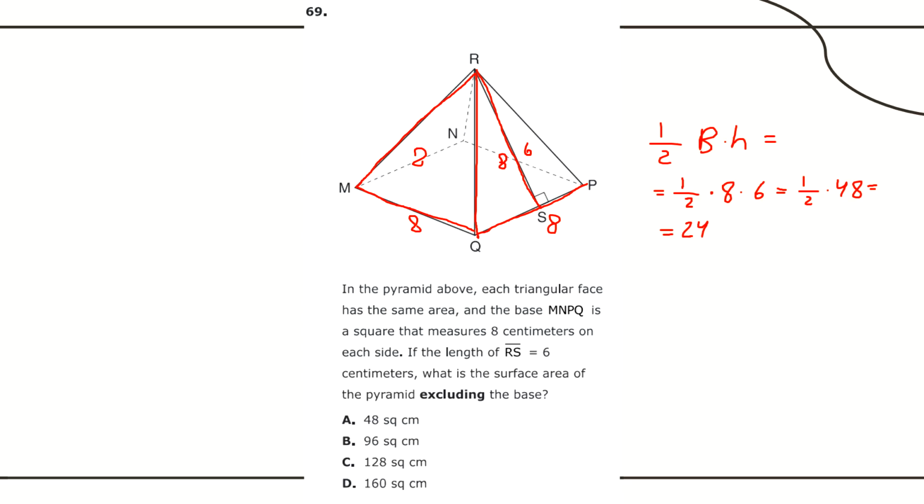And how many faces are there? Well, there's 4 faces. So we count this 4 times. So 4 times 24 is equal to 96, which gives us answer choice B.